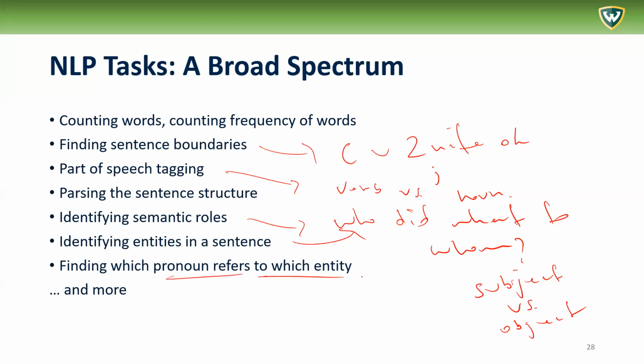Finding which pronoun refers to which entity. This applies in conversational analysis. You know, "he did it." There's a long piece of text, and then it says "he did it." Well, who is he? They talked about two different people. Is he the first person or the second person? And so on. So this is a broad spectrum of different kinds of natural language processing tasks that are usually sought out.